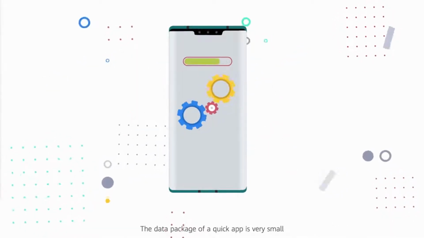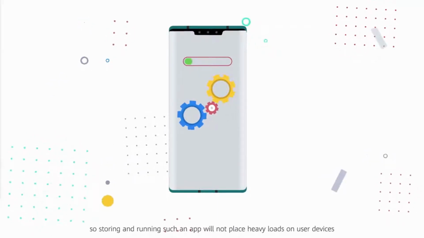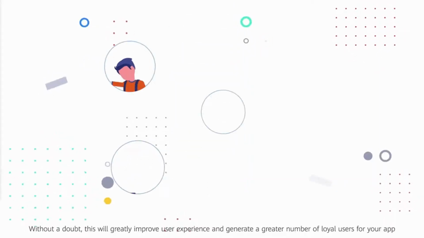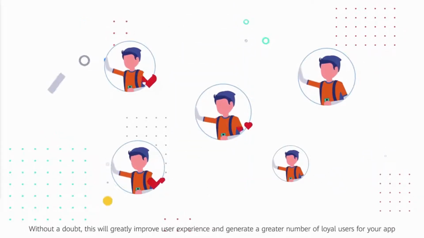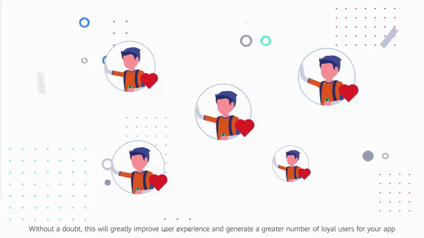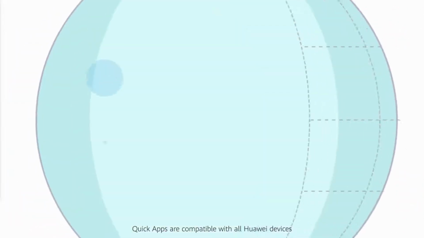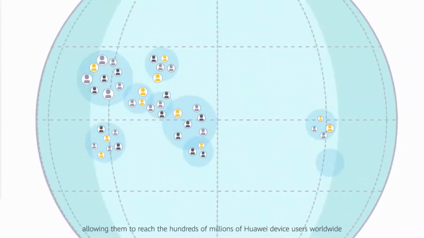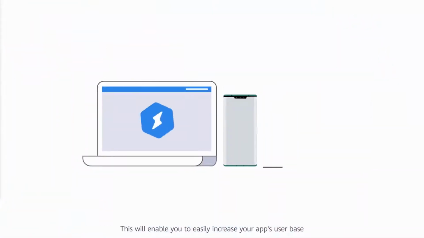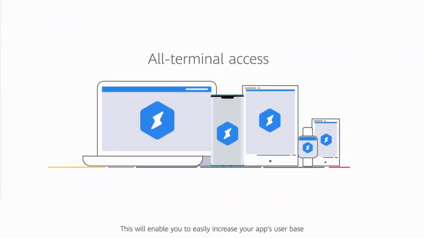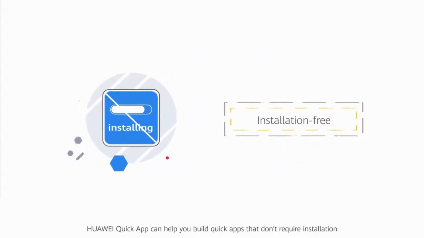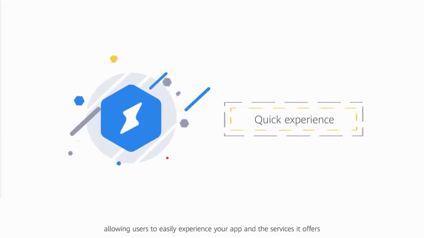The data package of a Quick App is very small, so storing and running such an app will not place heavy loads on user devices. Without a doubt, this will greatly improve user experience and generate a greater number of loyal users for your app. Quick Apps are compatible with all Huawei devices, allowing them to reach the hundreds of millions of Huawei device users worldwide. This will enable you to easily increase your app's user base. Huawei Quick App can help you build quick apps that don't require installation, allowing users to easily experience your app and the services it offers.